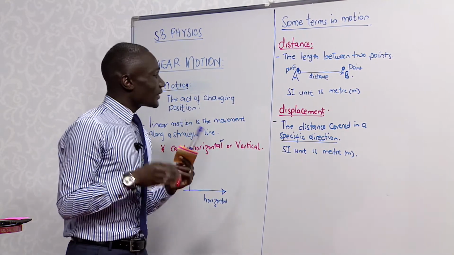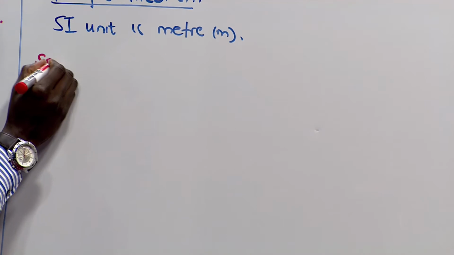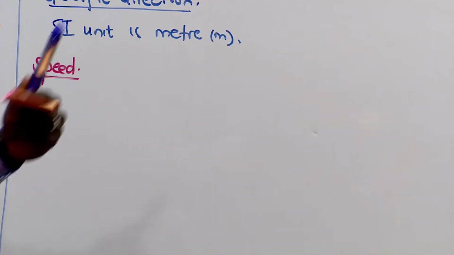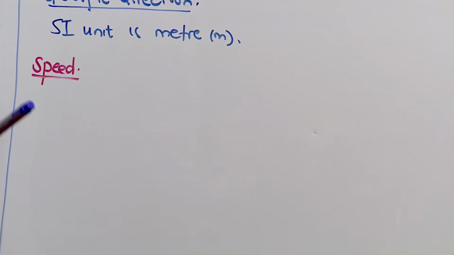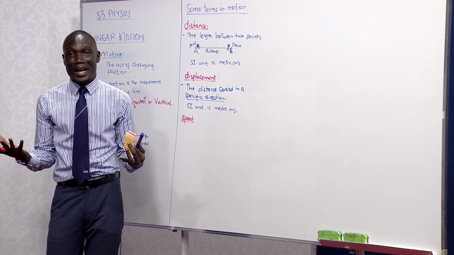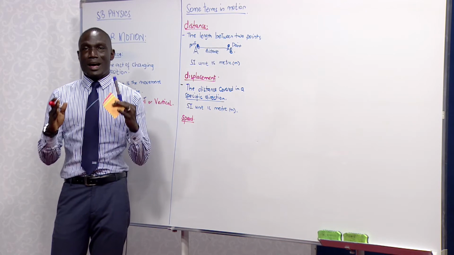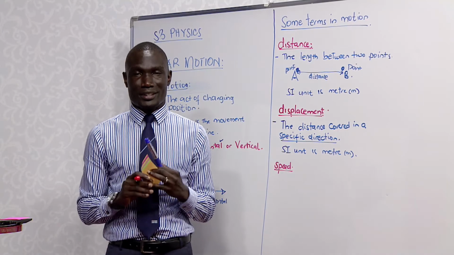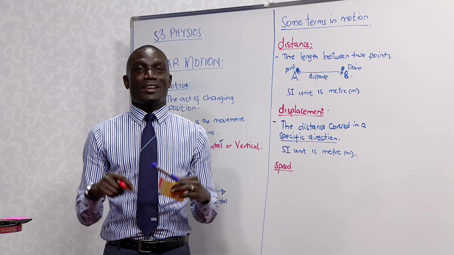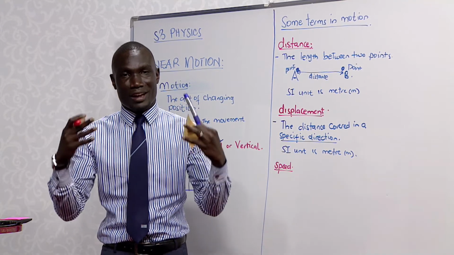Good. Let us talk about another term, speed. This you're very familiar with. What is speed? How would you define speed? I know you're defining it out there wherever you are. Speed is the rate of distance covered. Or it is the distance covered per unit time.